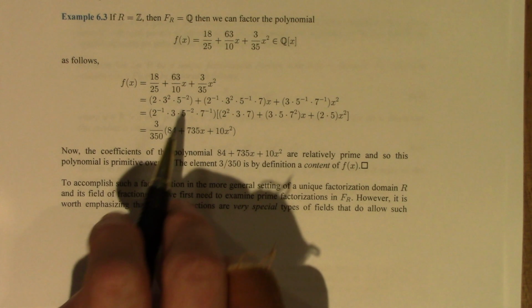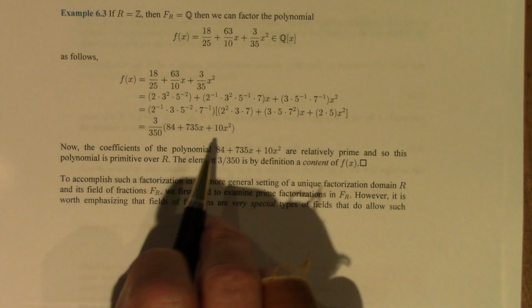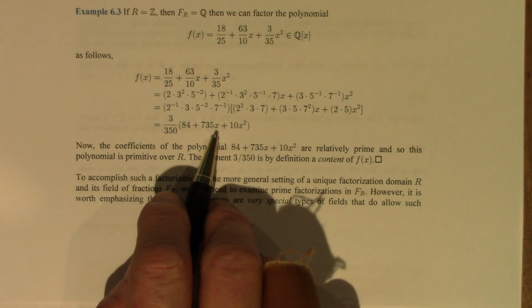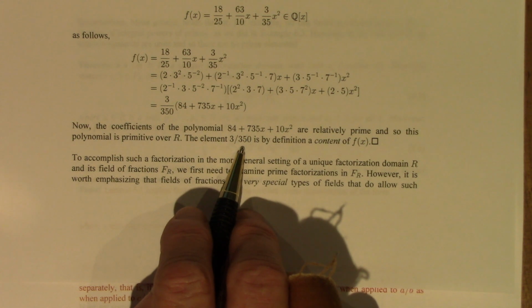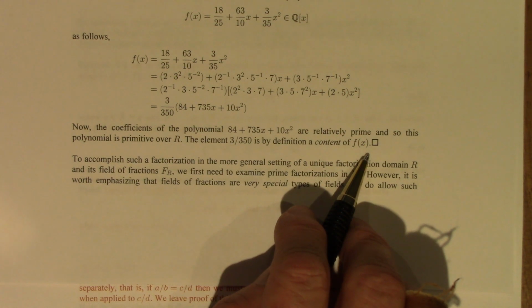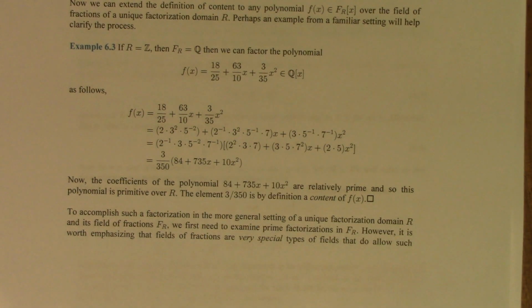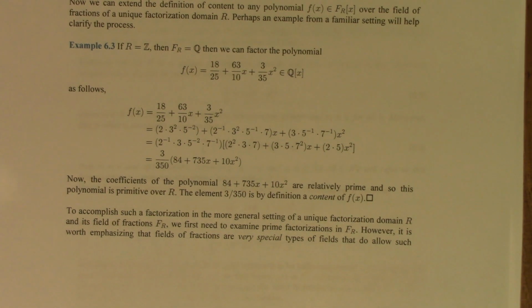We can then, if we wish to clean this up, revert back to fractions and multiply these together, and we get this. The coefficients of this polynomial are relatively prime. So it is a primitive polynomial, and this number, 3 over 350, is by definition a content of f of x. So that's the process. And for an arbitrary unique factorization domain, the concept of prime element makes sense, and we can take prime factorizations and do exactly the same thing.